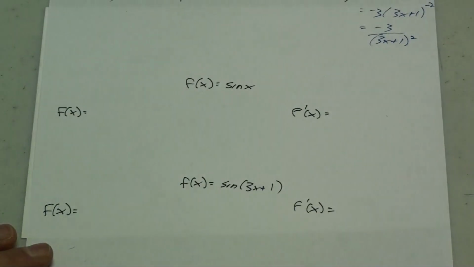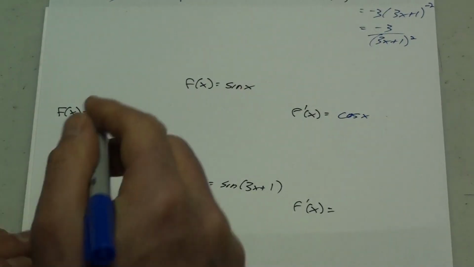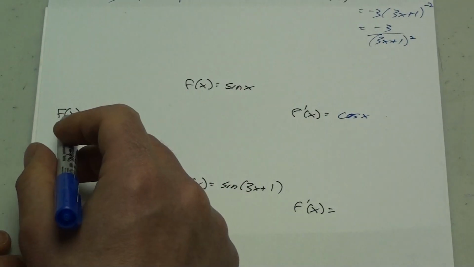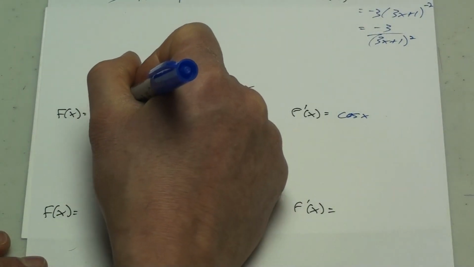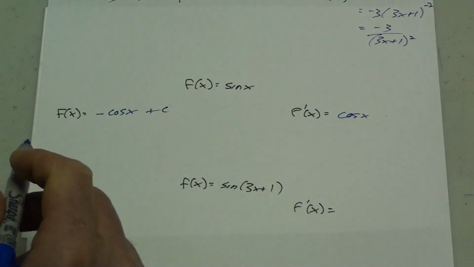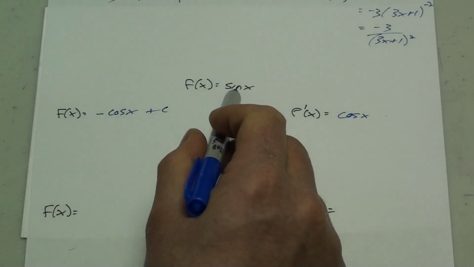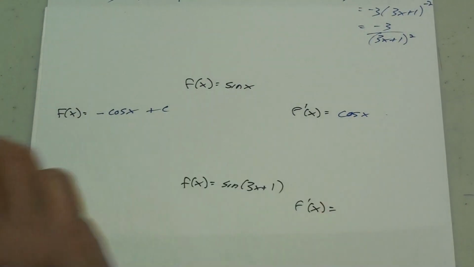Sine. The derivative of sine is cos. Well, the antiderivative, what would it have been before to give you sine? It would have had to have been negative cos x, and then again plus c. Positive cos would give me a negative sine. The derivative of positive cos is negative sine, so the derivative of negative cos would have to be positive sine.